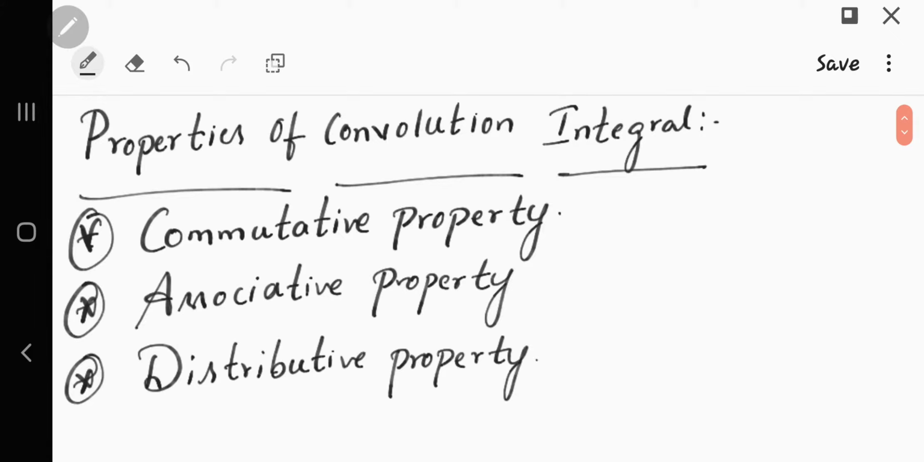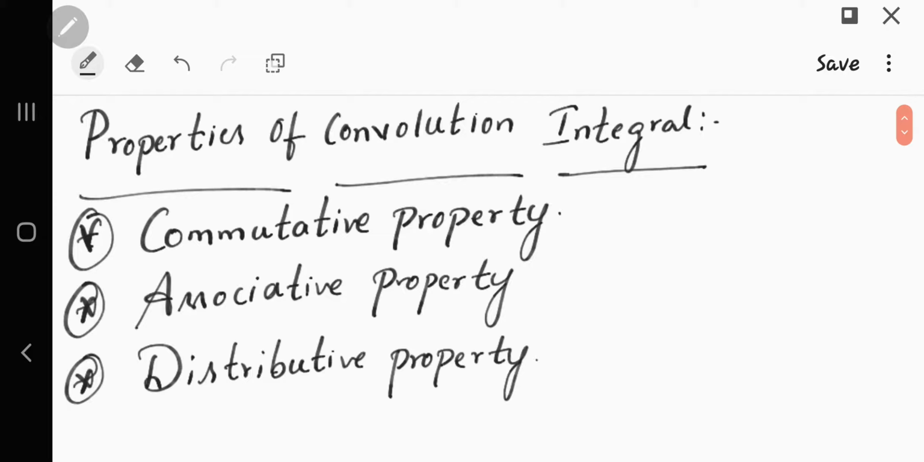Hello students. In the previous video we discussed the convolution integral and derived the general expression for it. In this video we will be discussing the properties of the convolution integral. We have three properties, similar to the convolution sum.